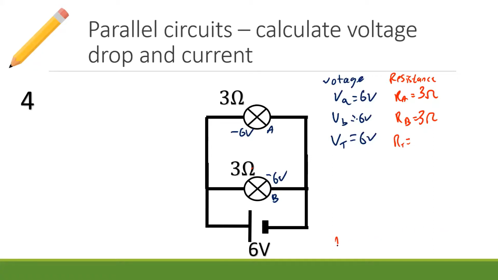We can go 1 on RT equals a third plus a third. You can do that, but I actually wouldn't. You could do this and work out what RT is. If you want to do that, sure, fine, go ahead. You will get something like 0.66. But at the moment, I just want to leave it for a second. I'm going to show you why in a little bit.